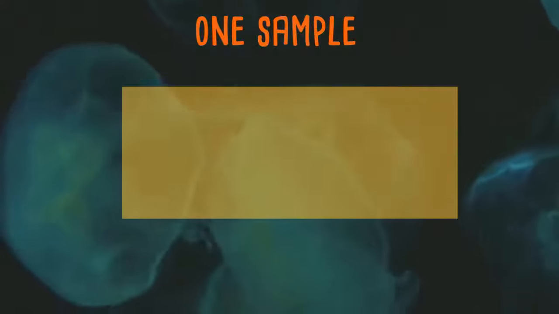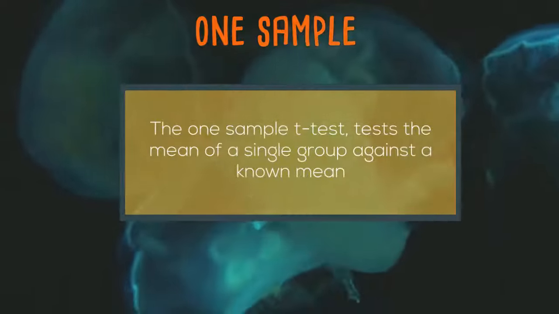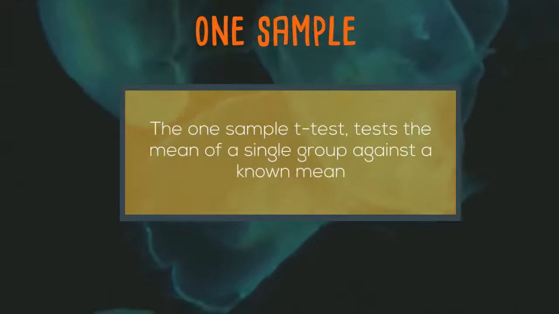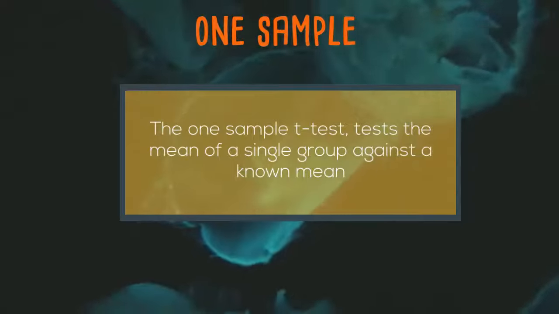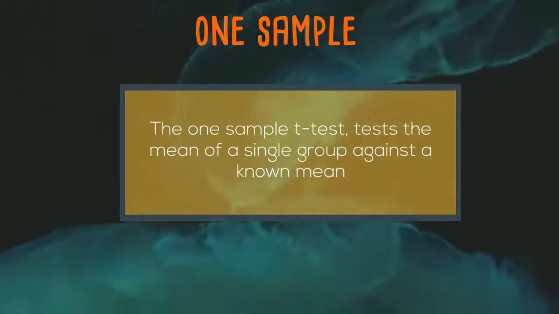The one-sample t-test compares the mean of a single group against a known mean, or even a gold standard, which is a universally recognized standardized measurement, such as the Wechsler Intelligence Scales, that measure IQ.